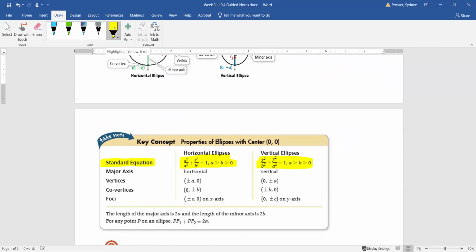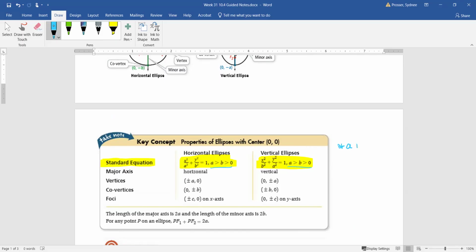And what I want to point out is that the equation of a horizontal ellipse is x squared over a squared plus y squared over b squared equals 1. And the equation for a vertical ellipse is x squared over b squared plus y squared over a squared equals 1. What's really important to note is where that a value is. The a value is always our largest number, and that's what this means right here.